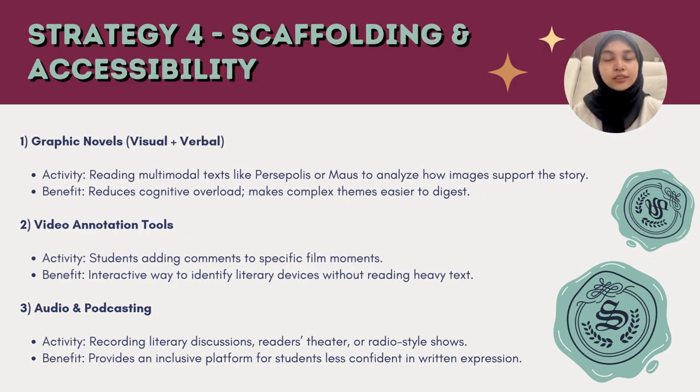Next, let's look at strategy 4, which is scaffolding and accessibility. Our first point here is using graphic novels. The activity involves reading multimodal texts like Persepolis or Maus, where students analyze how images support the story. The benefit here is that it reduces cognitive overload. The visuals help students grasp complex themes without being overwhelmed by walls of text.